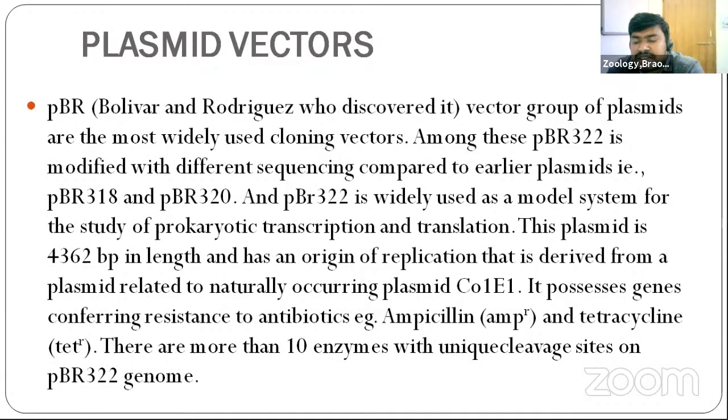Translation is protein synthesis. Transcription is the formation of mRNA from DNA. So this plasmid is 4,362 base pairs in length and has an origin of replication that is derived from a naturally occurring plasmid like ColE1. It possesses genes conferring resistance to antibiotics, for example ampicillin.